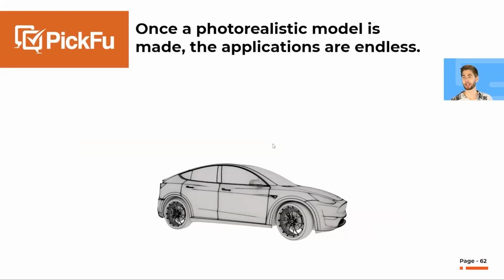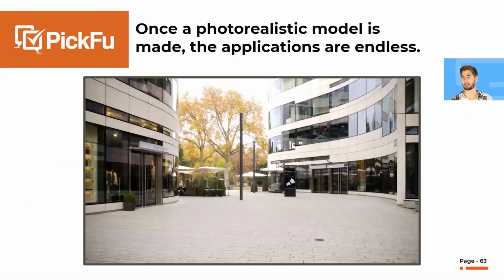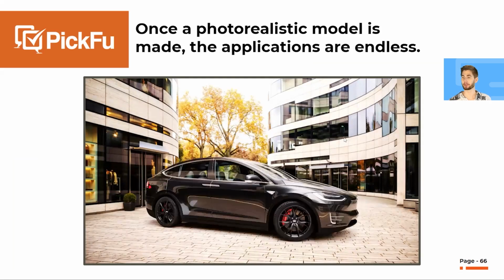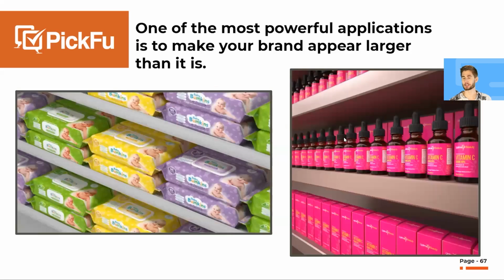So in this example here, I have a Tesla, right? And then I've got this background. And then what I can do is I can drop this into any environment and it's going to look really clean. I can even change the color of the car. I can change the size of the car. I can change all of these things.